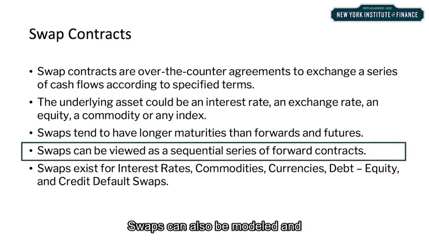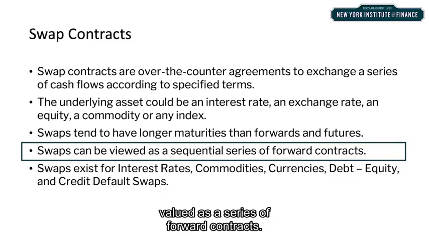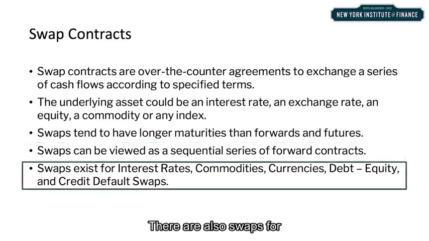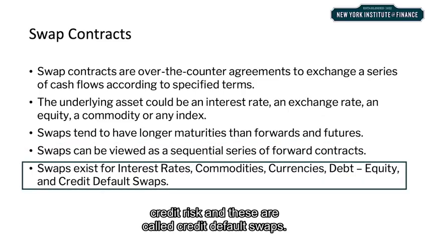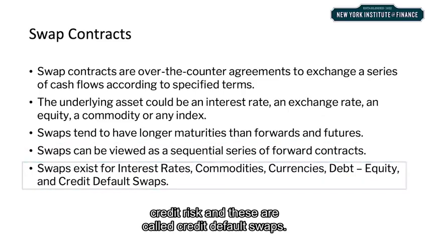Swaps can also be modeled and valued as a series of forward contracts. A swap may last for a period of years, but the exchange made at the end of each year of that contract is like a forward contract. There are also swaps for credit risk, and these are called credit default swaps.